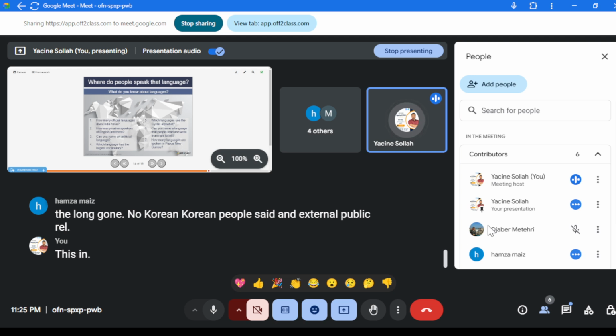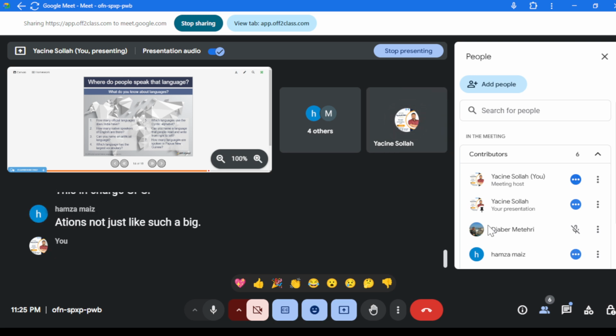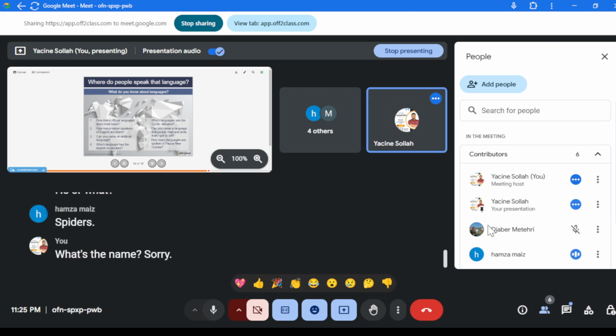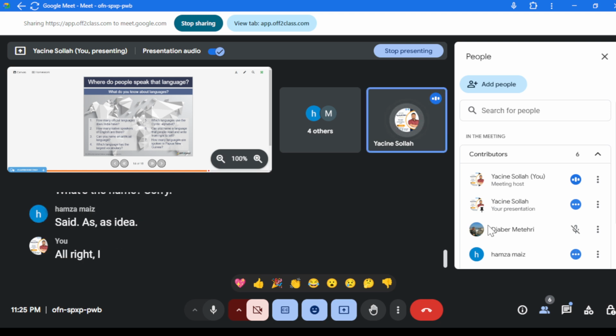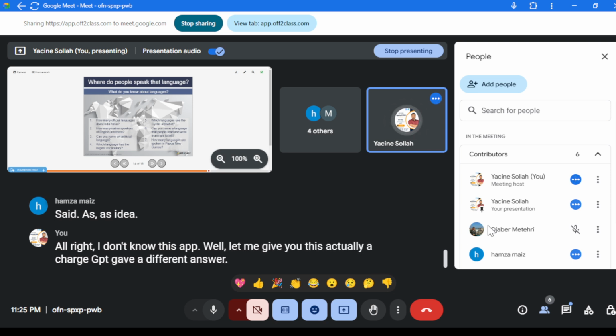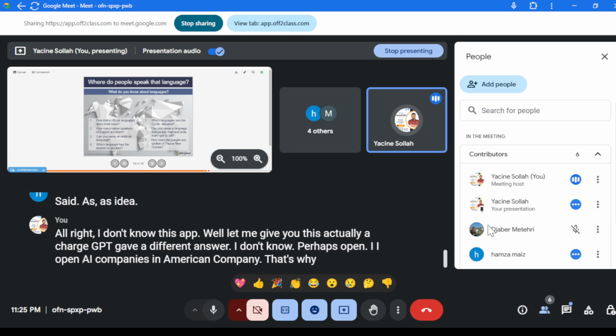Is this in ChatGPT? DeepSeek or what? What's the name? Sorry. SIDER. I don't know this app. Actually, ChatGPT gave a different answer. I don't know. Perhaps the OpenAI company is an American company. That's why. Perhaps, I don't know.